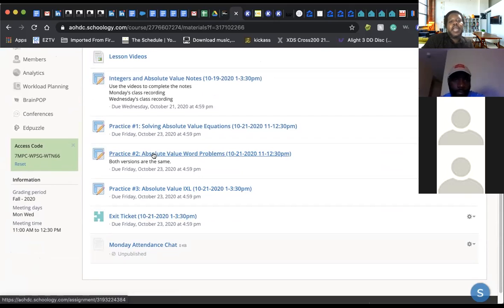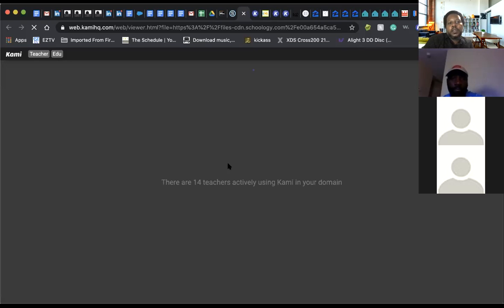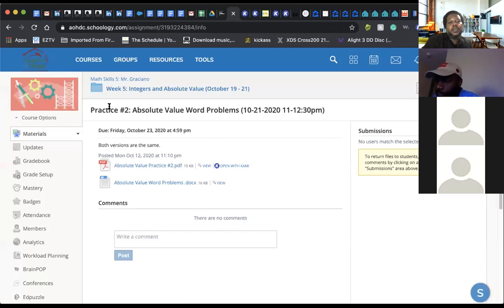What I'm going to go over now are the word problems in practice number 2. Okay, both versions of these are the same. One is PDF, one is a Word doc. I'm just going to open up the PDF and we're going to work on that. So we're looking at practice number 2 right now. If you guys want to follow along, it's practice number 2 in your folder. The absolute value word problems. That's what I'm working on right now.